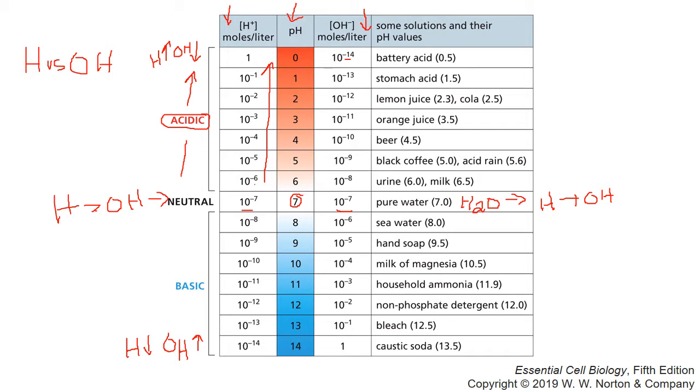Now, because we're doing this in logs of 10, each difference in the number on the pH scale, so if you go from a 1 to a 2 to a 3 to a 4, is a multiple of 10. So there's a tenfold increase in the acidic environment with each step. What do I mean by that?